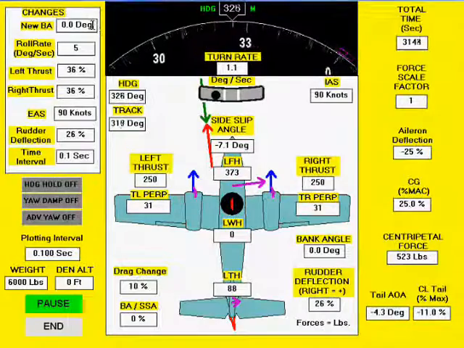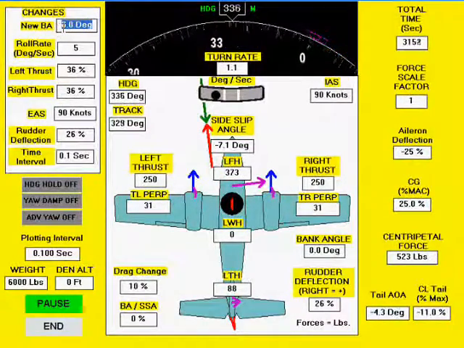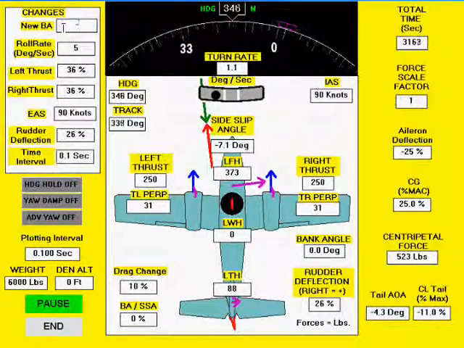So, what will happen if we now apply a 5-degree bank angle in the opposite direction?